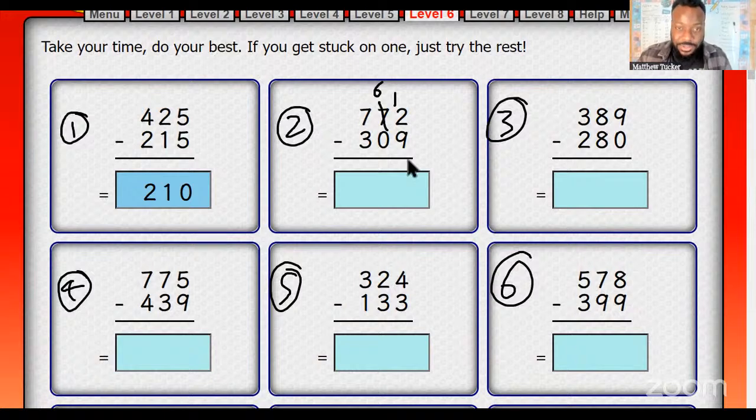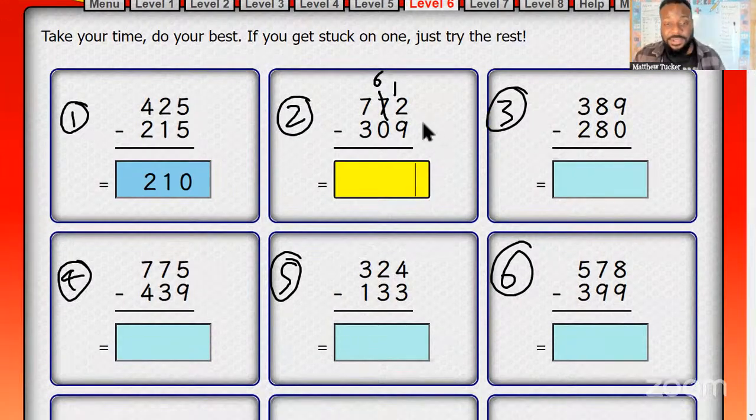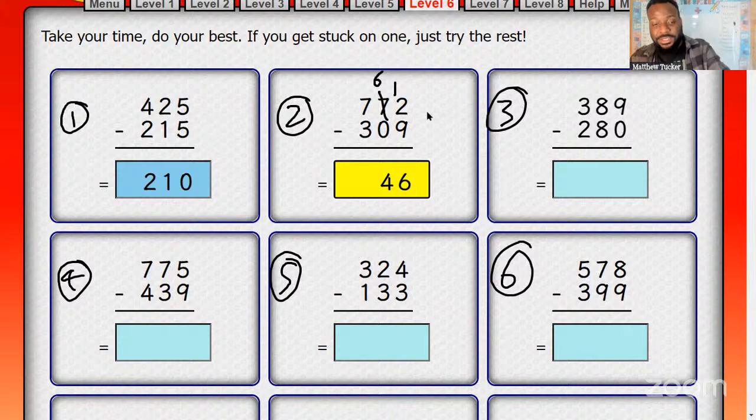Just a bit of help there. 0 can't take away from the 6, so the 6 will just fall through the trapdoor and land, because you don't need to take anything away. It's all good. 3 taken away from the 7 is going to give you 4. So what are you going to have left? You're going to have 463. Well done.